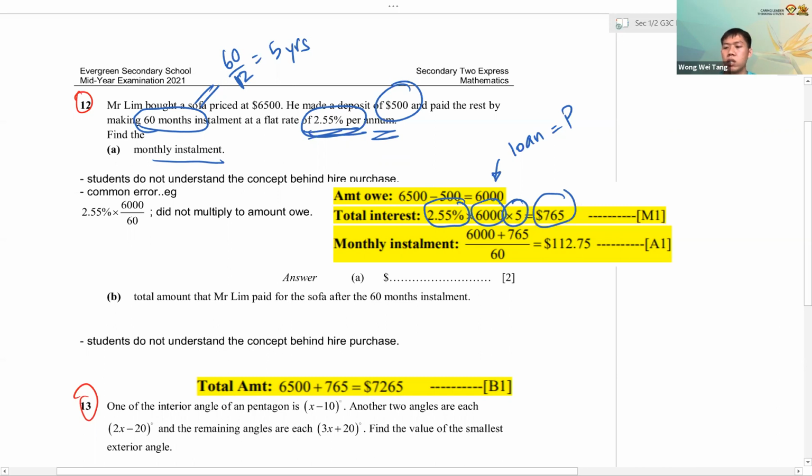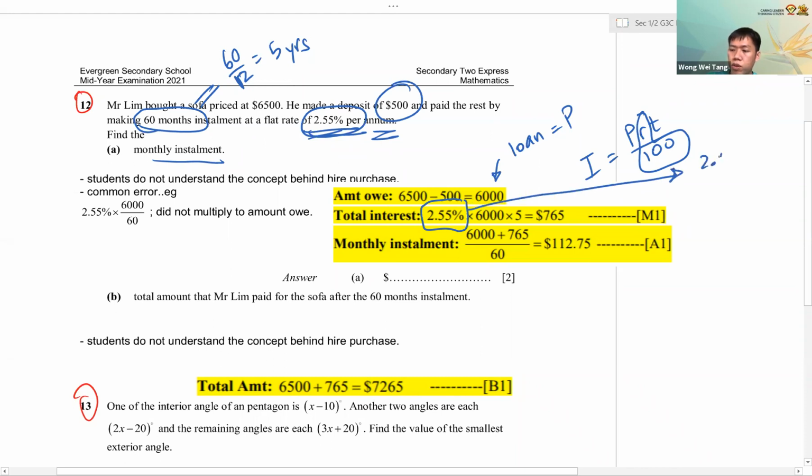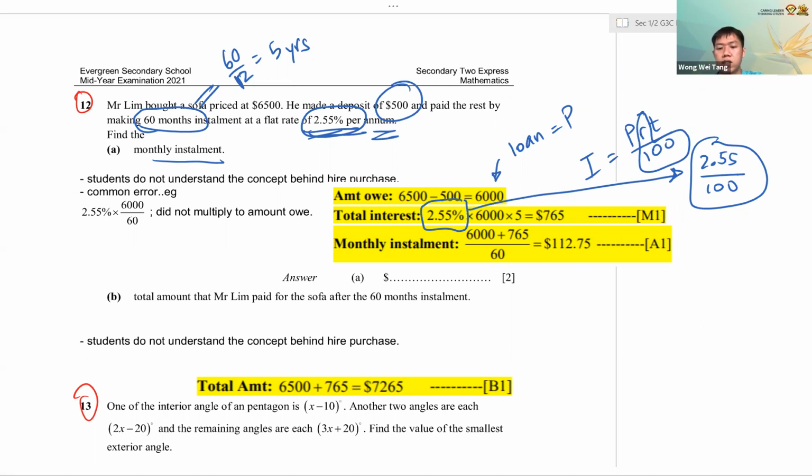So this is the formula. Just to recap, I equals PRT over 100. Where is the over 100? It is found inside your 2.55%. This is written as 2.55 over 100. Okay, same thing. So now this is the interest to be paid over 60 months.